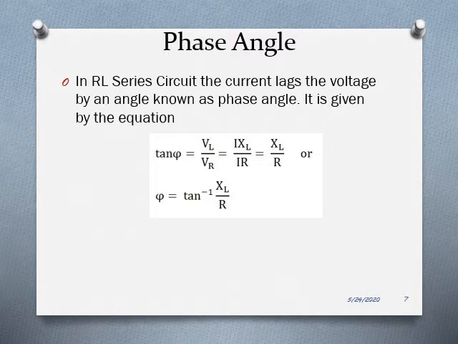Similarly, if you want, you can take the cos phi, the power factor, also. Cos phi will be R by Z. Therefore, phi will be equal to cos inverse of R by Z.